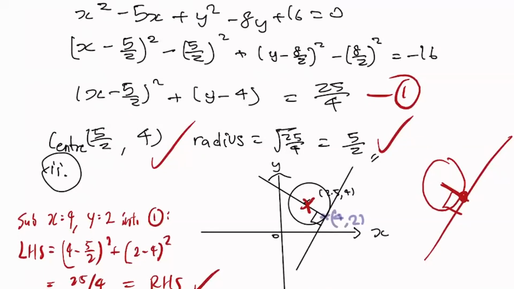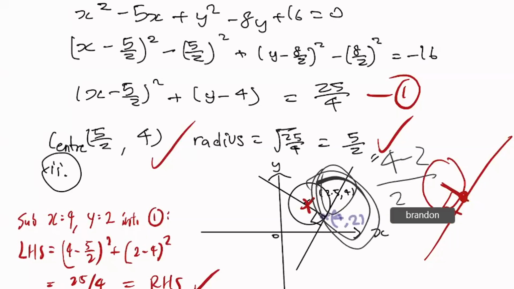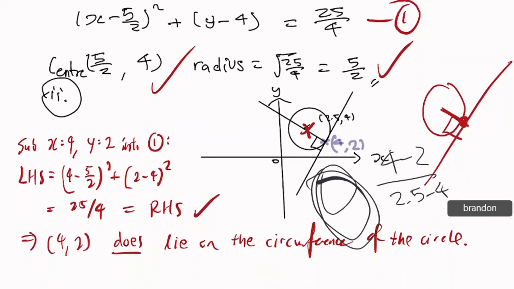So basically it's a perpendicular line. If you know the gradient of the radius, you know the gradient of the line. You have a point as well. You have gradient, you have point, you can use the point slope formula to find the equation. Done. How do you find the gradient of the radius? Don't need the equation, just the gradient of this radius. You can use 4 minus 2 over 2.5 minus 4.